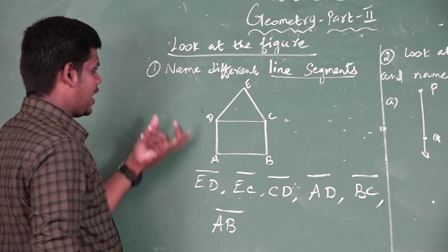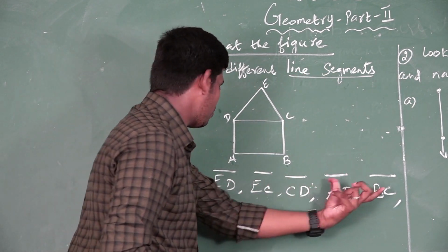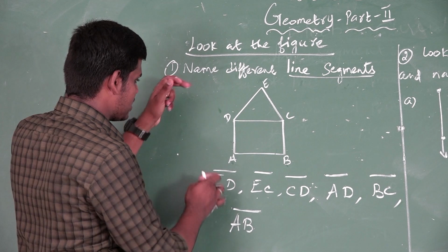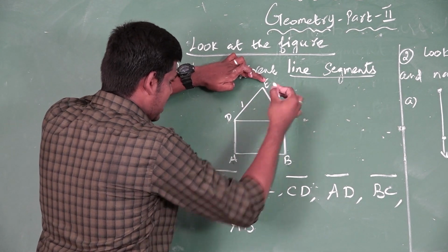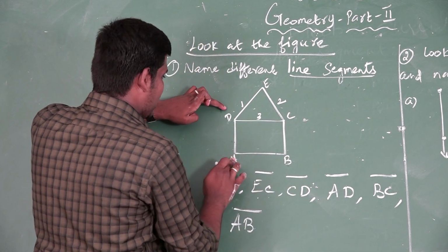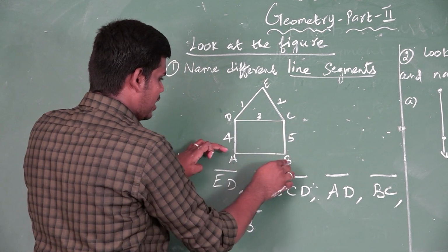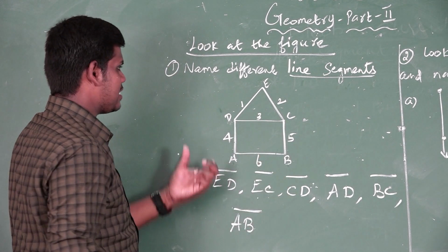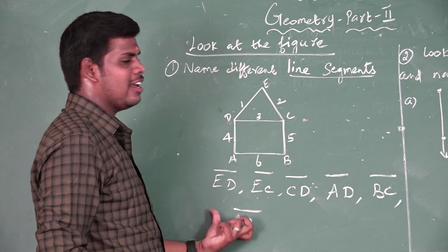In this figure we can calculate how many line segments there are. Totally, how many line segments? 6 line segments. ED is the first line segment, EC is the second, CD is the third, AD is the fourth, BC is the fifth, and AB is the sixth line segment. These are the different line segments formed in this figure.